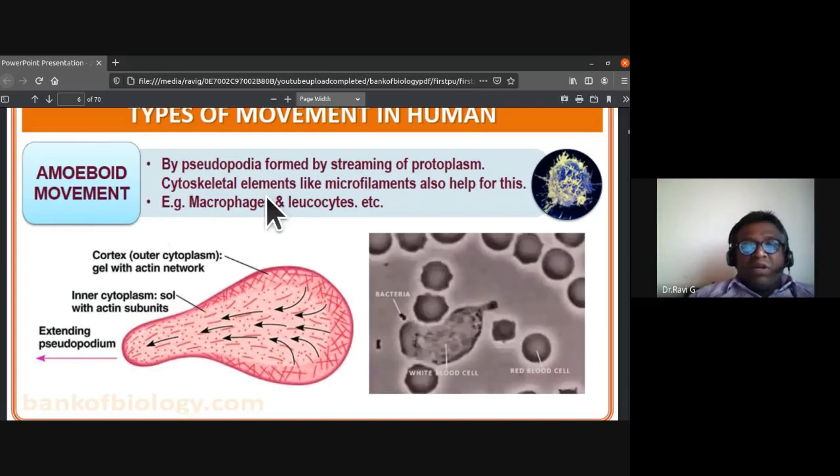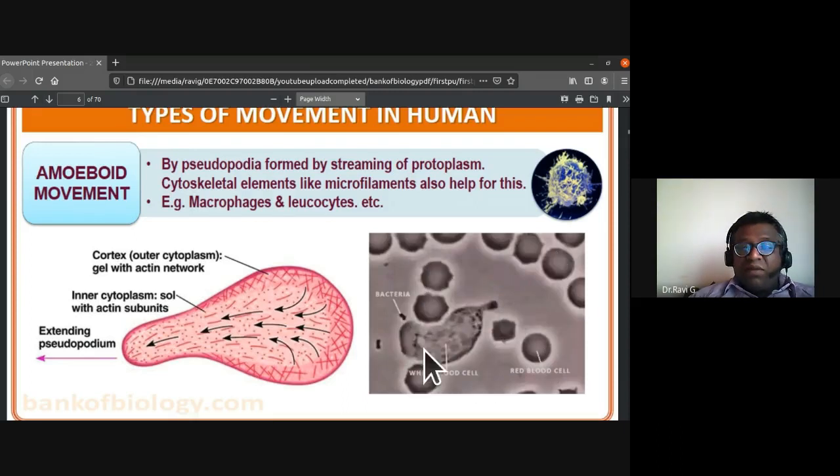So, amoeboid movement, I have already told you, it is the formation of pseudopodia by streaming of protoplasm. See here, the protoplasm is streaming and the pseudopodia is extending. Within them, the cytoplasm has elements like microfilaments, which also help for this amoeboid movement. So the white blood cells, you can see the leukocytes. They are going to trap the foreign particles by formation of pseudopodia. They also form the food vacuole and digest them.